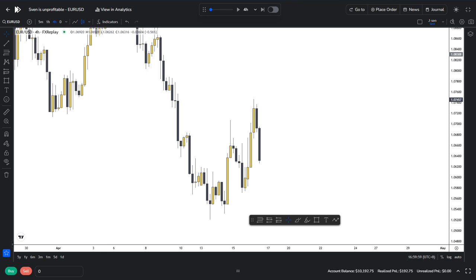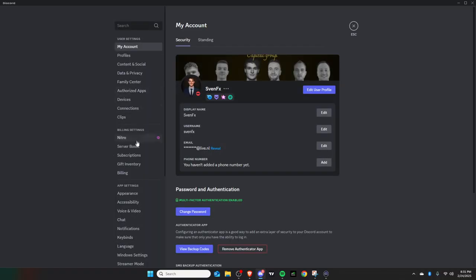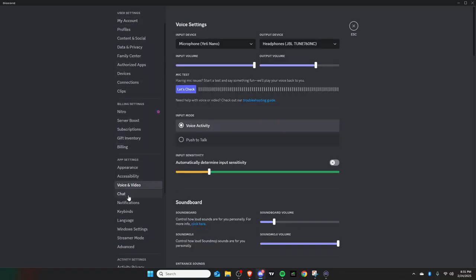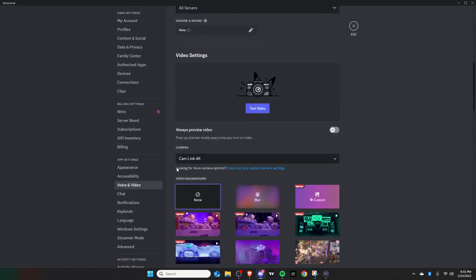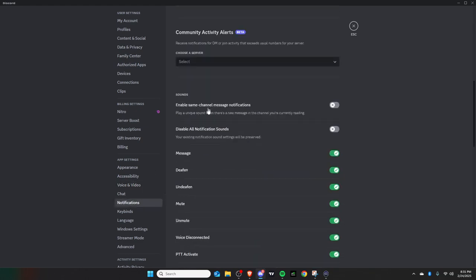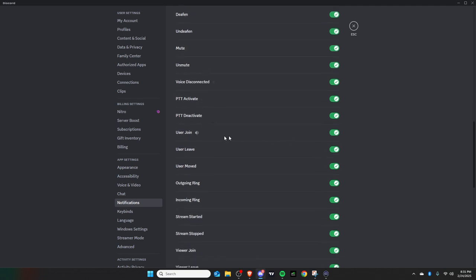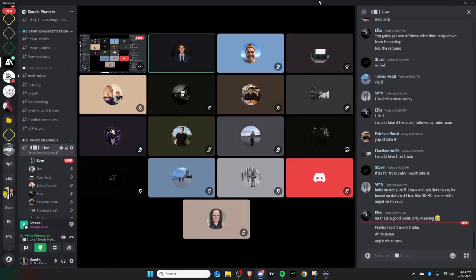Apple Vision Pro. How do I turn off this sound again? Because I see there's some people joining and leaving constantly. Let me quickly turn off the sound real quick. Voice and video. Notifications. Here we go.